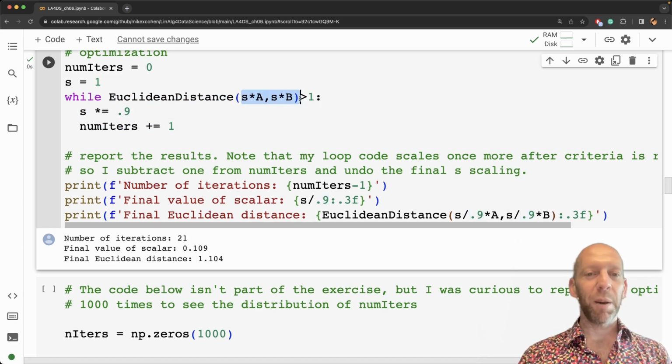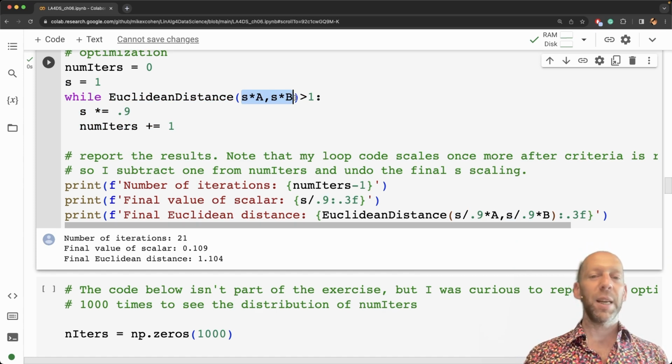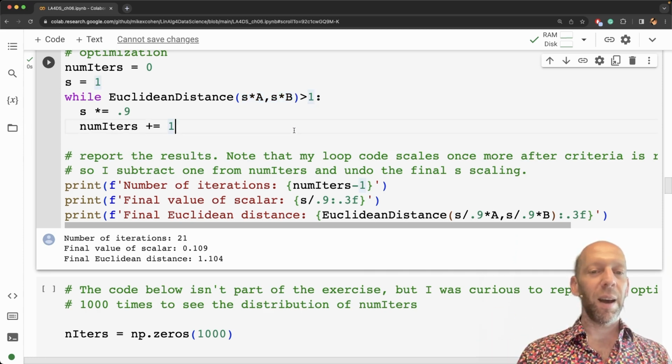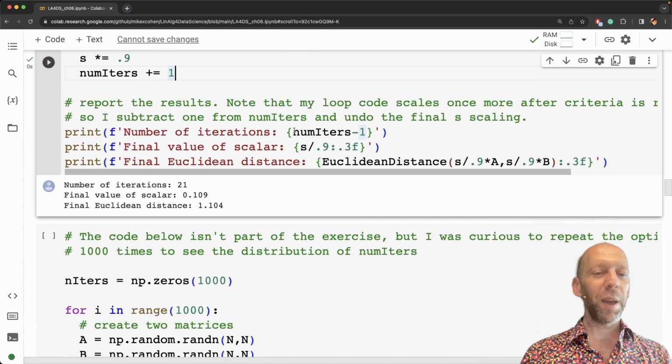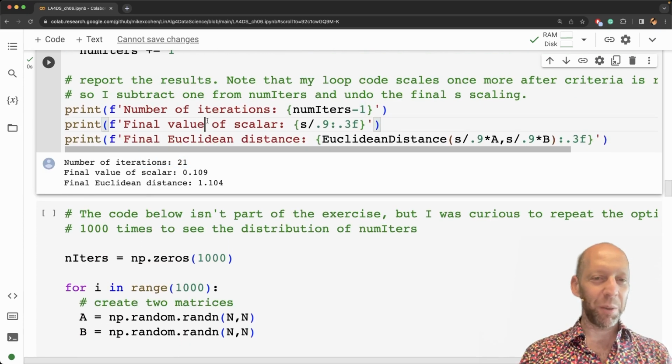Notice, by the way, that we're not really changing the information in these matrices. We're not changing individual elements. We're not changing the row space or the column space. All we're doing is globally scaling down these matrices so that the numerical values are smaller so that the distance is closer.